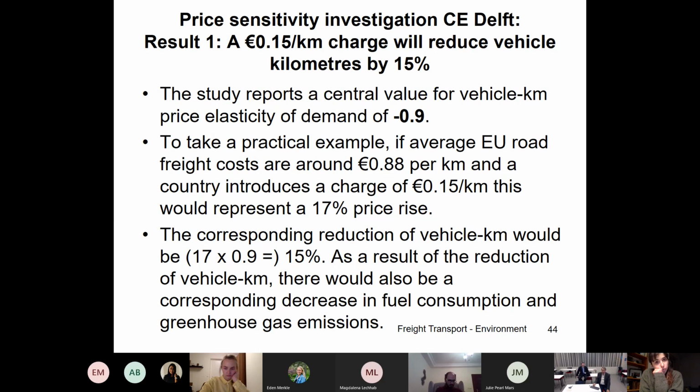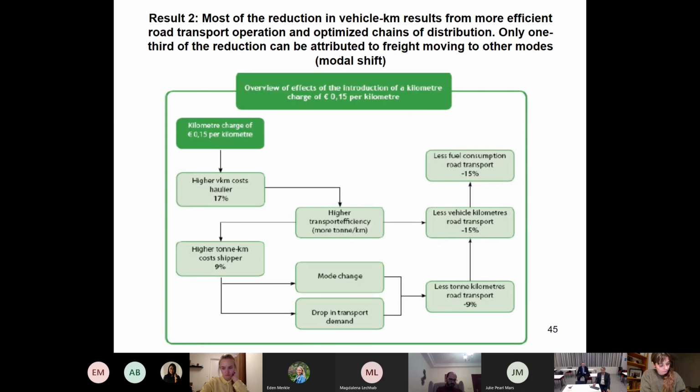And what are the impacts? So the first element is the sensitivity investigation. It was completed by this institution. The result is a price elasticity of minus 0.9. So these are the consequences of an additional road price or road charge introduction. The second element is the reduction of vehicle kilometers in the direction of a more efficient road transport operation system. So the effects or overview of the effects of an introduction of this additional road charge.